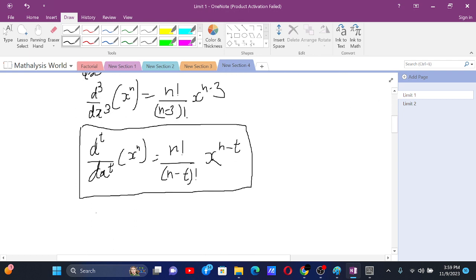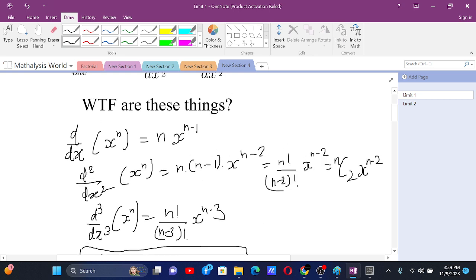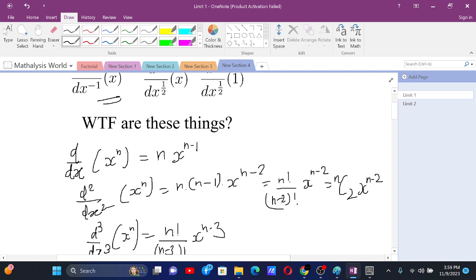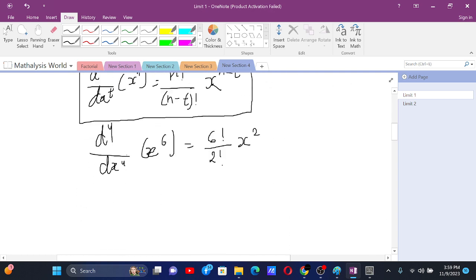So if we try d^4/dx^4 of x to the power 6, that will be 6 factorial by (6 minus 4) factorial, that is 2 factorial, times x to the power 6 minus 4, that is x squared. So this is the answer. And now we will try to find this one. It doesn't make sense, yeah, but let's check if it does or not.